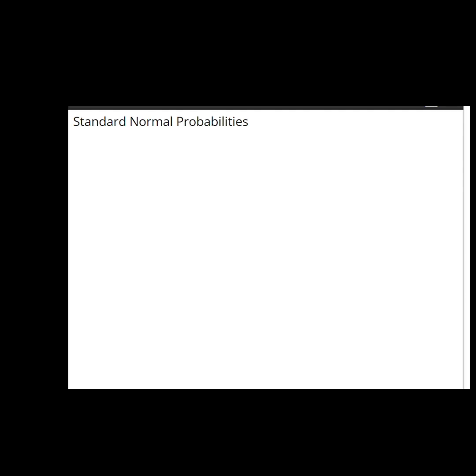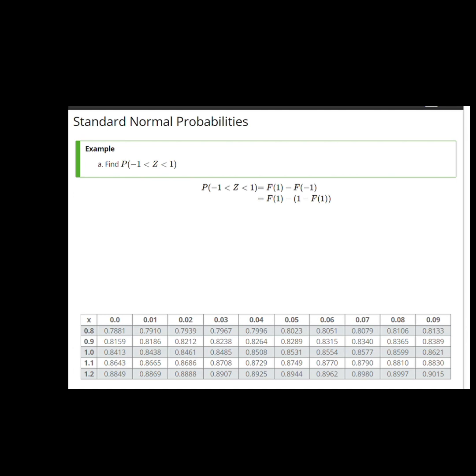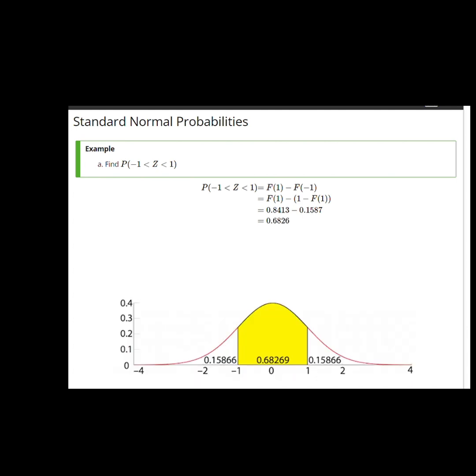Standard normal probabilities. Here's an example. Find the probability that a standard normal random variable z lies between minus 1 and plus 1. In the figure below, we're looking for the area shaded yellow under the density function, the area between minus 1 and plus 1. And that is, of course, F of 1 minus F of minus 1. If we replace F of minus 1 by 1 minus F of 1, this turns out to be 2 times F of 1 minus 1, or 0.8413 minus 0.1587, both of these numbers found from the table, or about 68%.